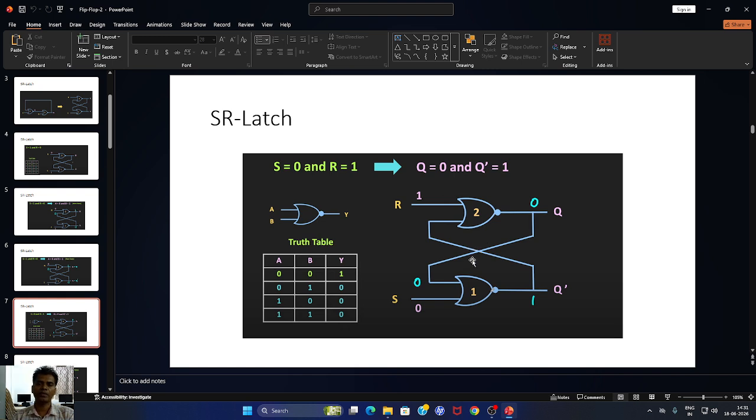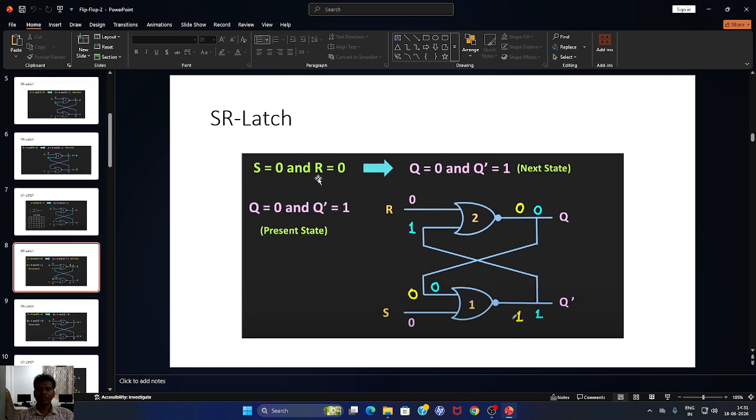And the third case is S equal to 0 and R equal to 1. The same explanation applies for the third case also. Next is when both values are zeros: S equal to 0 and R equal to 0.